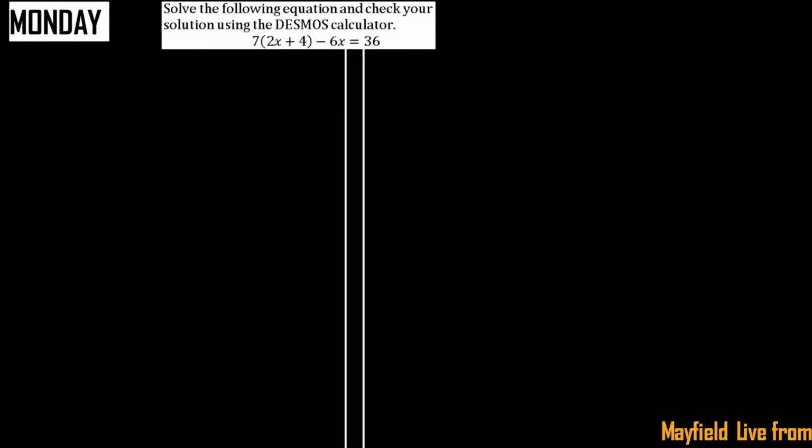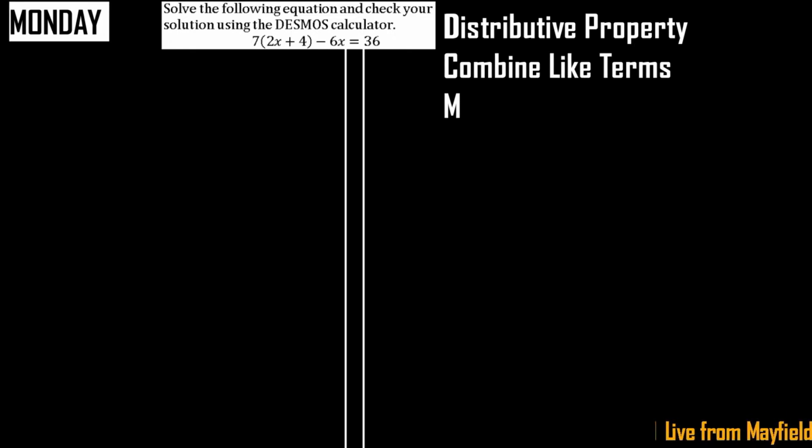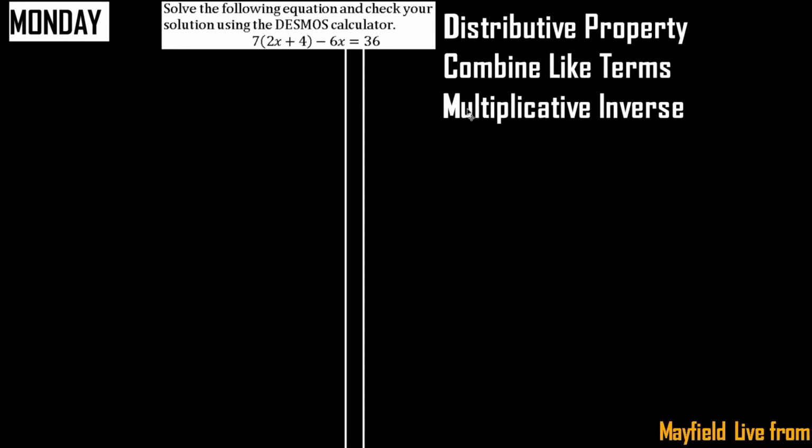And so anytime you see that equal sign, you want to make sure you can write down those three letters. And what do those three letters stand for? Well, it simply stands for this. We want to make sure that we can use the distributive property. We want to combine like terms and manipulate the variable, or just say the multiplicative inverse property.